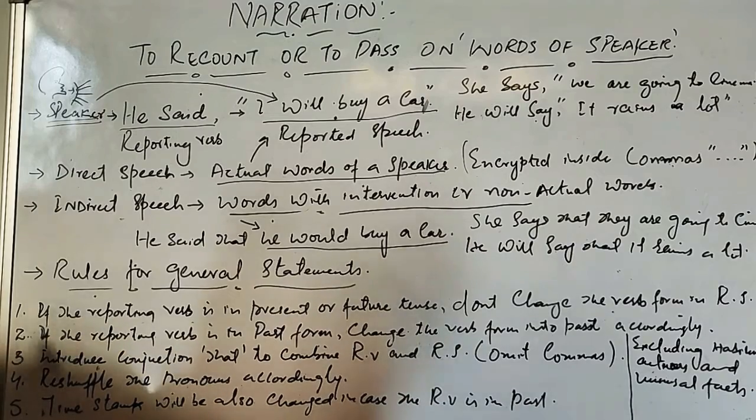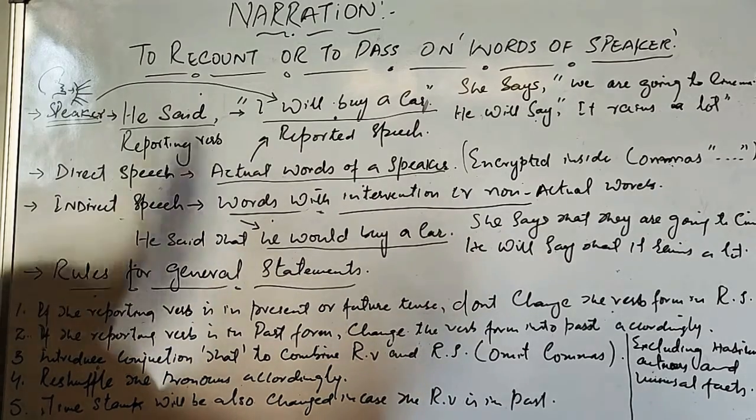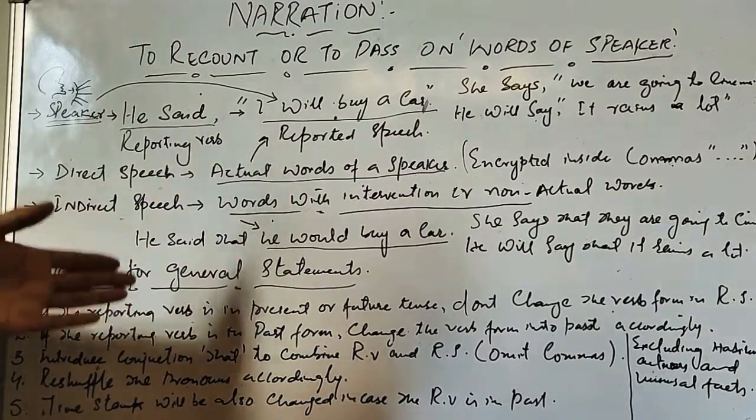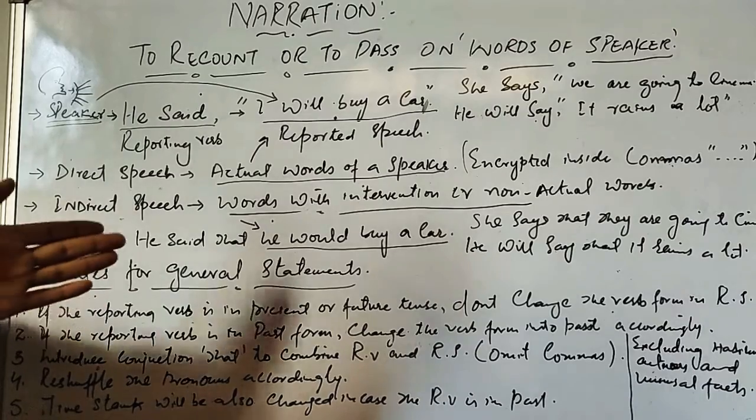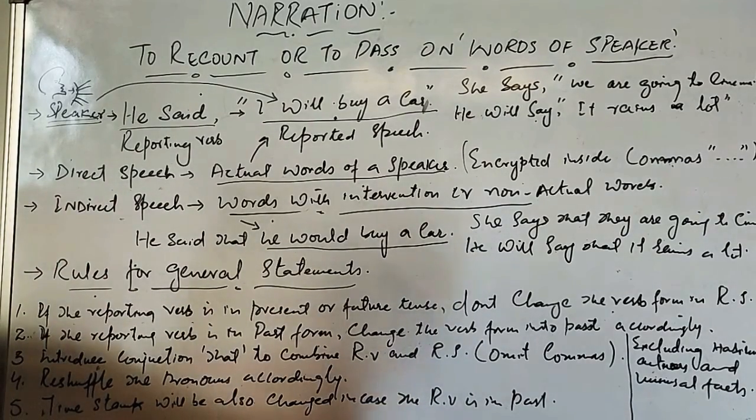Okay, these are certain general rules. These are the rules for general statements. For interrogative sentences, exclamatory sentences, optative sentences or imperative sentences, the rules will change, and we will form a table for that, how a verb changes from direct speech into indirect speech.